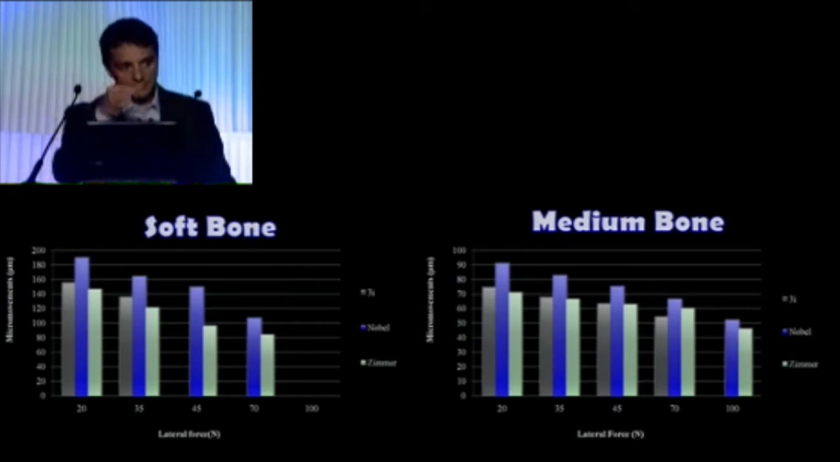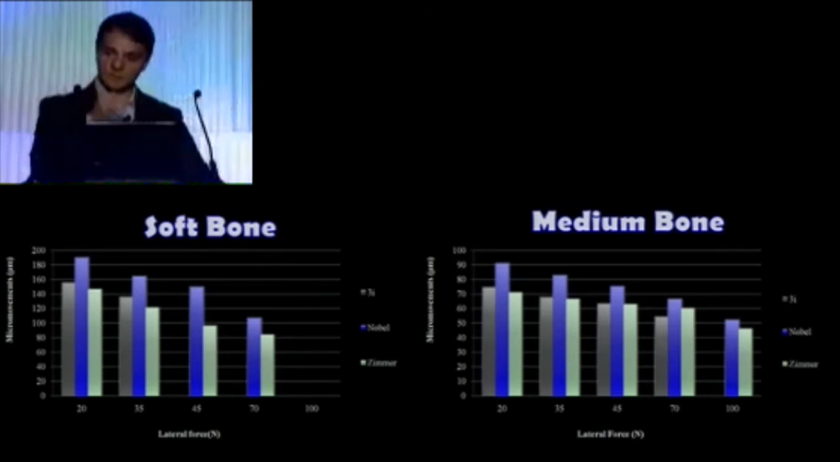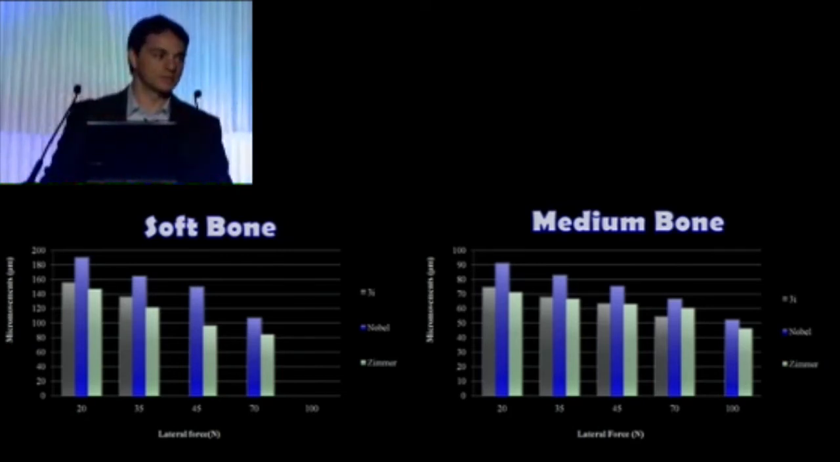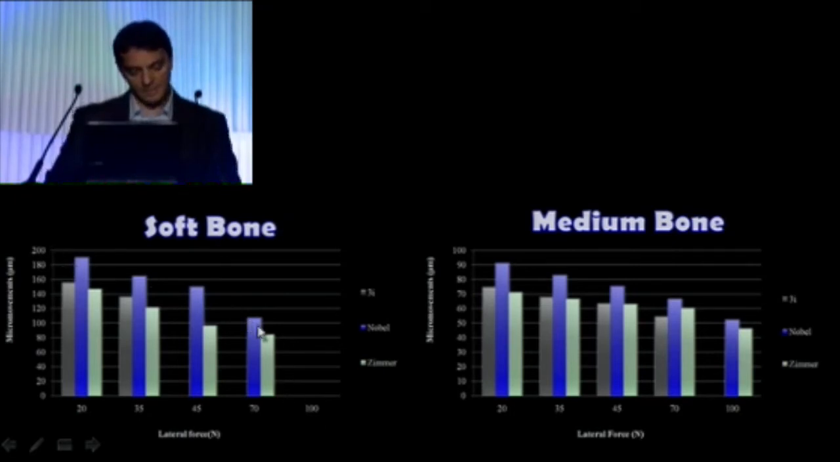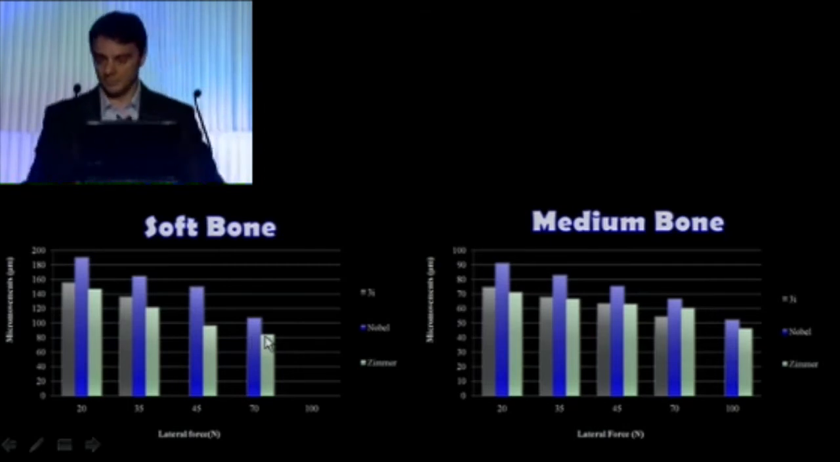We had to under-prepare, of course. We had to under-prepare the site, 2 millimeter, just the first drill, because otherwise it was not able. And of course, none of these implants were able to go up to 100 Newton insertion torque. But look how the primary stability increased, and the micromotion decreased up to 80 microns, which is good.